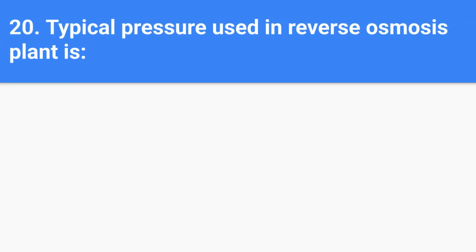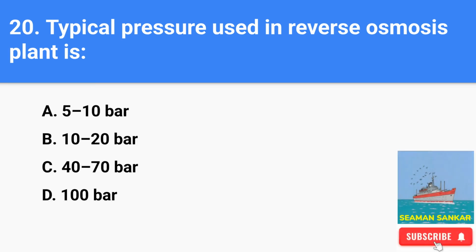Question 20. Typical pressure used in a reverse osmosis plant is A. 5 to 10 bars, B. 10 to 20 bars, C. 40 to 70 bars, or D. 100 bar. The typical pressure used in a reverse osmosis plant is C. 40 to 70 bars.